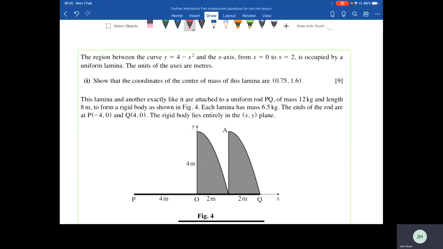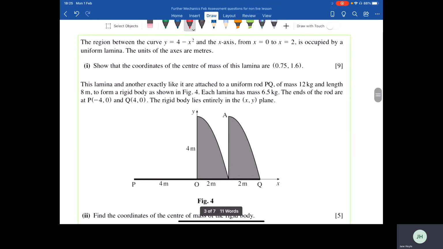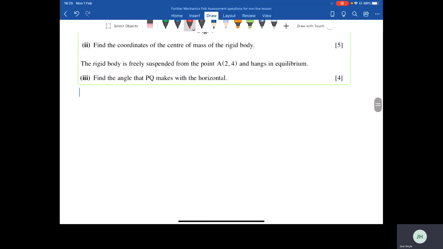Shall I try and squeeze it in here? Don't know, it might take up a little bit more space. No, we should go underneath. So our function is 4 minus x squared.